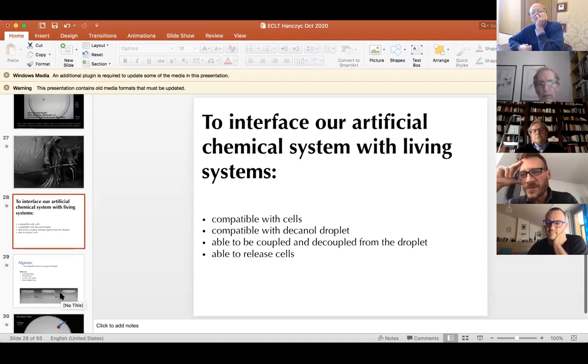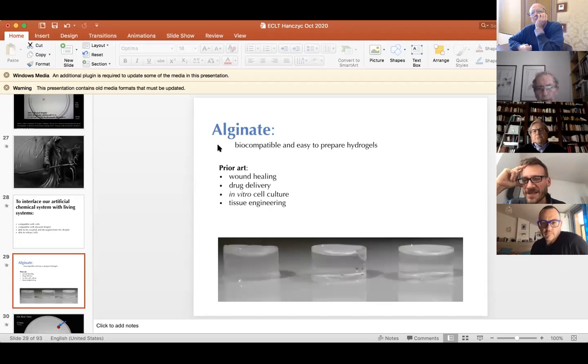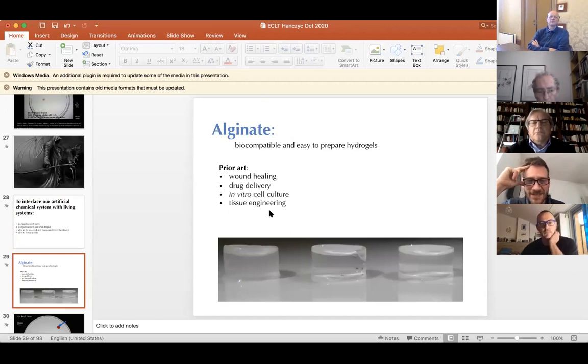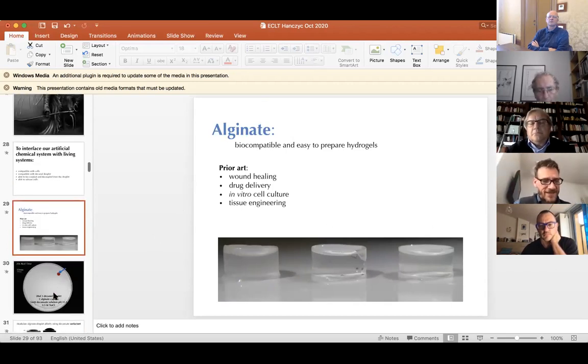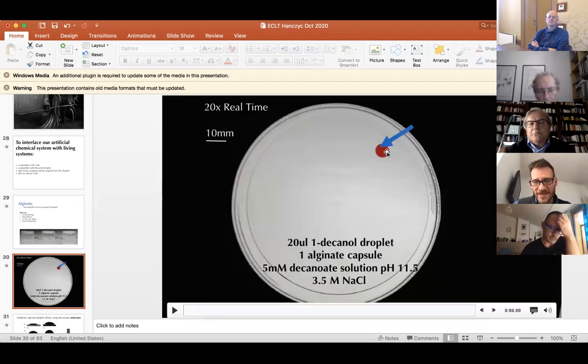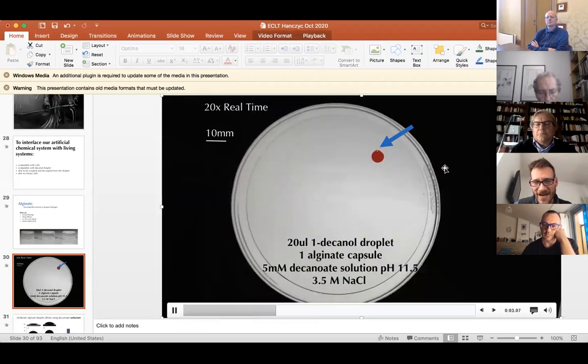One very common approach people use for tissue engineering in biological systems is a material called alginate. It's pretty easy to make a hydrogel out of alginate, and it's used in various applications, for example in the medical industry and tissue engineering. It just looks like this jelly stuff here. Cells can be embedded in it because it's very aqueous, innocuous stuff. So we made a droplet in an experiment, and we put one of these little alginate capsules inside. That's the little white thing where the arrow is.